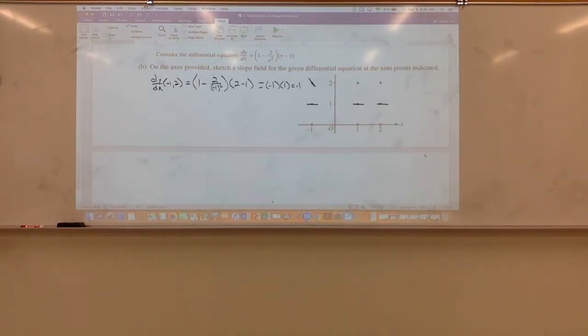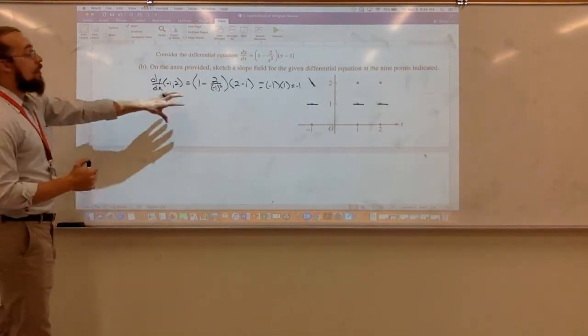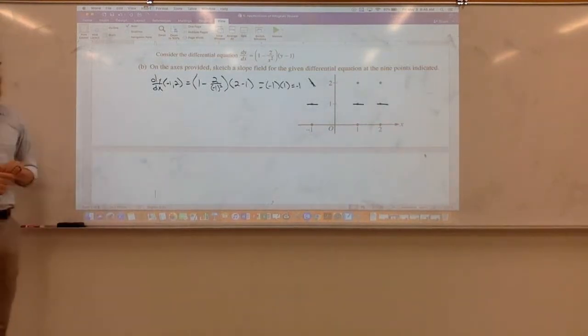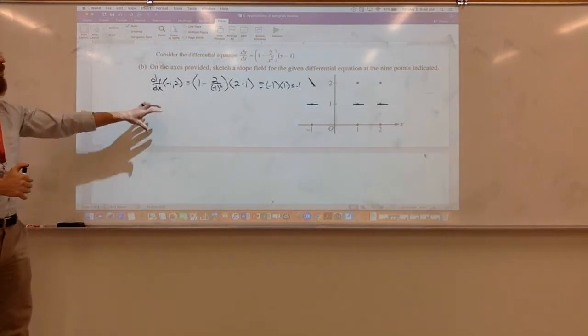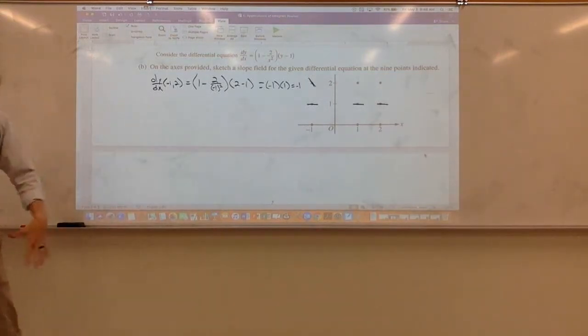I mean, if I had to guess, I would say there will be one multiple choice question, and this was part of a free response question, and this is actually a fairly common type of free response question where you sketch the slope field and then you solve the differential equation after that.